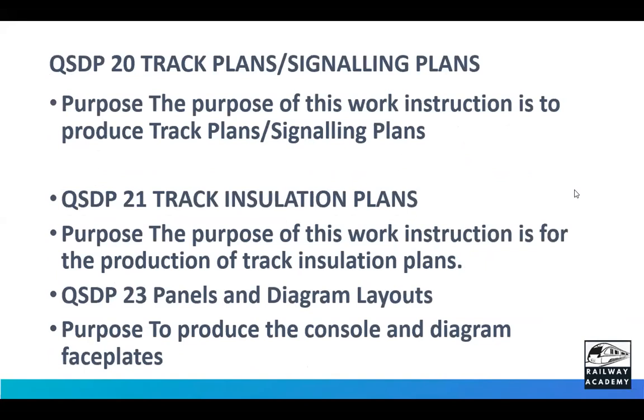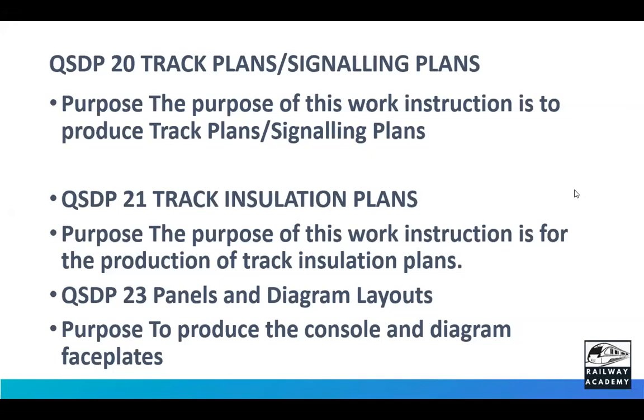Then you have QSDP 20, track plans and signaling plans. The signaling plan is also called the track plan here. That's also the same as your signaling plan. All the arrangements to be complied with in the signaling plan have been stipulated in the QSDP 20 chapter, and that is available separately. What all contents are required in the signaling plan, you have to comply with according to QSDP 20.